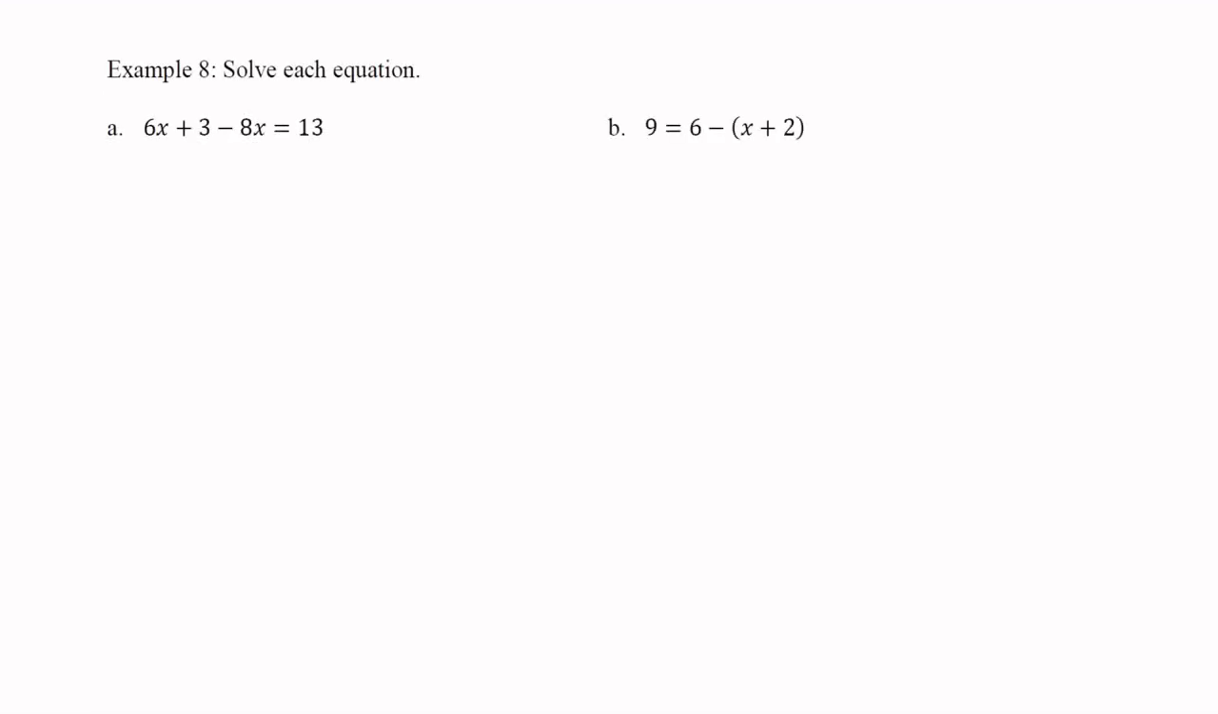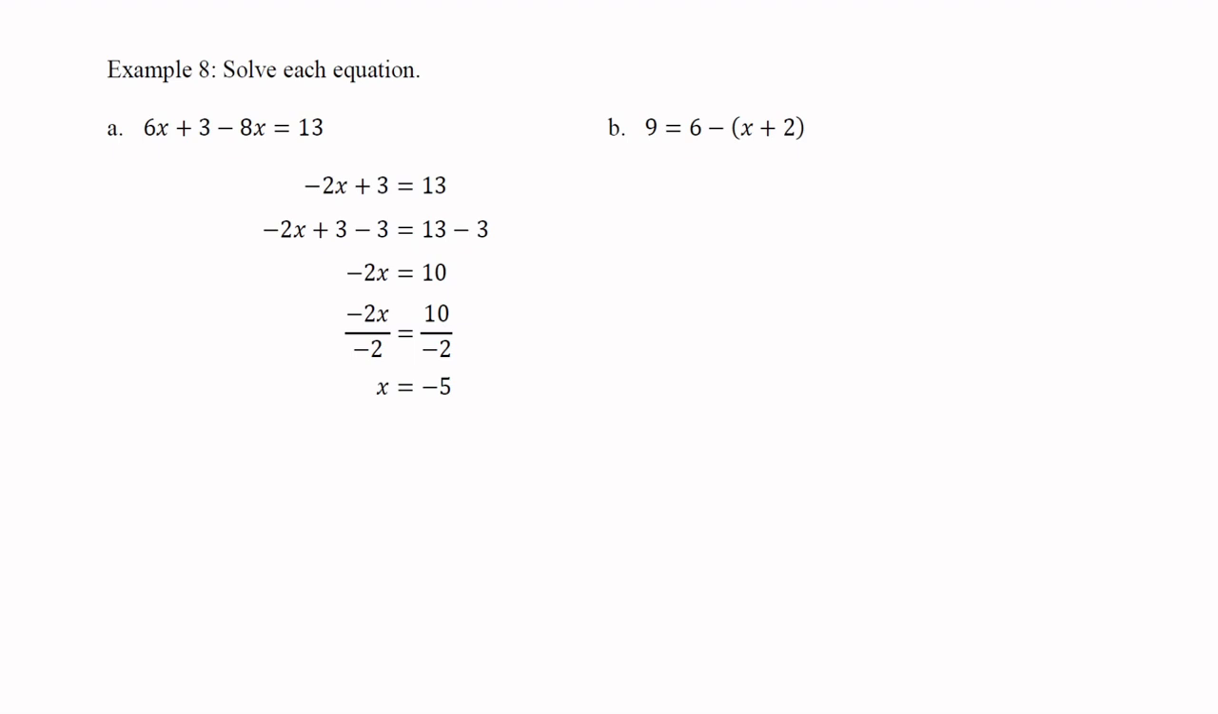So let's start with a here. The distributive property will not be required for a, so let's go ahead and combine the like terms. 6x minus 8x is going to give us negative 2x. We still have our plus 3, and now we can subtract 3 from each side. That's going to give us negative 2x equals 10, and then we divide each side by negative 2. And that leaves us with x on the left and negative 5 on the right.